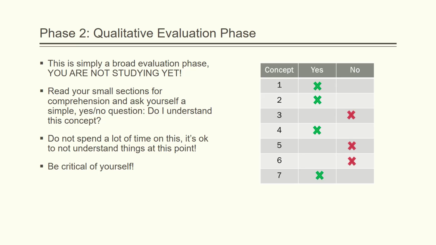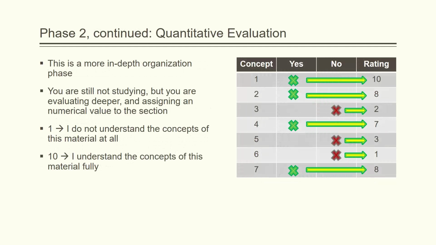You don't want to spend a lot of time on this. This is just a brief pass through, yes or no, fill in your column. It doesn't matter how many yeses you have, how many no's you have. What matters is that you're going to be honest with yourself and you're going to be critical with yourself as you get through it. The next part of phase 2 is a quantitative evaluation.